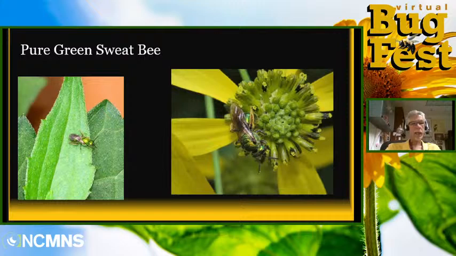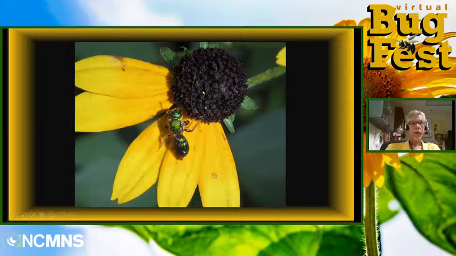It's like an iridescent green hummingbird. Here's one with the sunlight hitting. It's a little closer. You can see how small it is. I mean, it's a little thumbnail-sized bee. There may be other species around. This is the only one I have found so far.